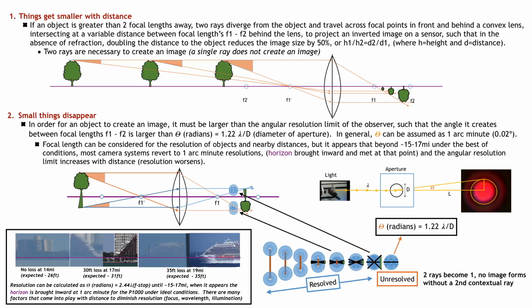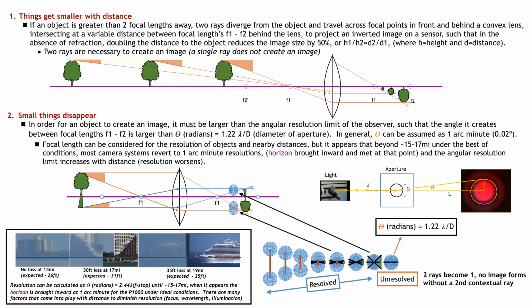The second part is that small things disappear. And again, we've covered this in the previous video, and this is where we get into the basics of the diffraction limit. In order for an object to create an image, it must be larger than a certain angular resolution limit to the observer, such that the angle it creates between those focal lengths, f1 to f2, is larger than a certain angle, theta in radians, equal to 1.22 times the wavelength of light divided by the diameter of the aperture. So in general, theta can be assumed to be 1 arc minute, or 0.02 degrees.